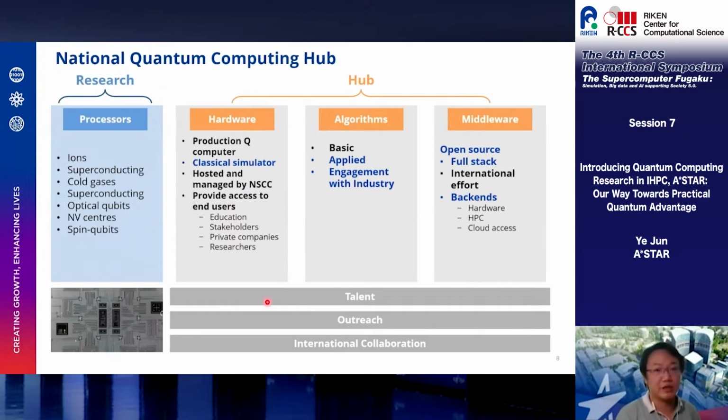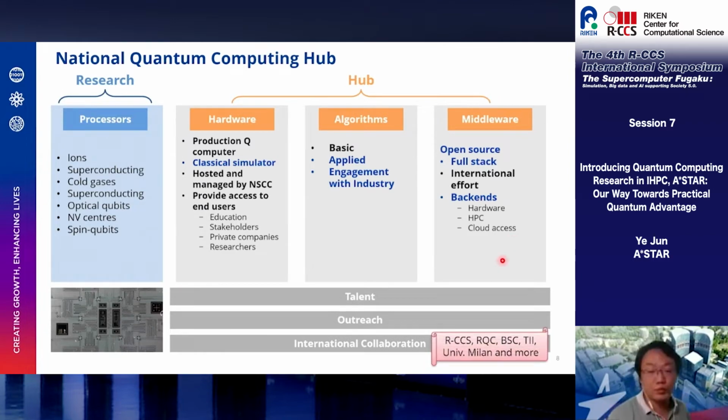So we are also part of this major national level initiative, which is called the National Quantum Computing Hub. Although the official announcement of this hub might come in soon. So we are part of many of the developments, such as the classical simulator, algorithm, the applied algorithm, as well as applications, and also to engage and interface with industry. We're also looking at the developments of full stack, open source middleware, and also the backends based on the actual hardware, HPC, and also potentially cloud, various kinds of cloud access to different computing service providers.